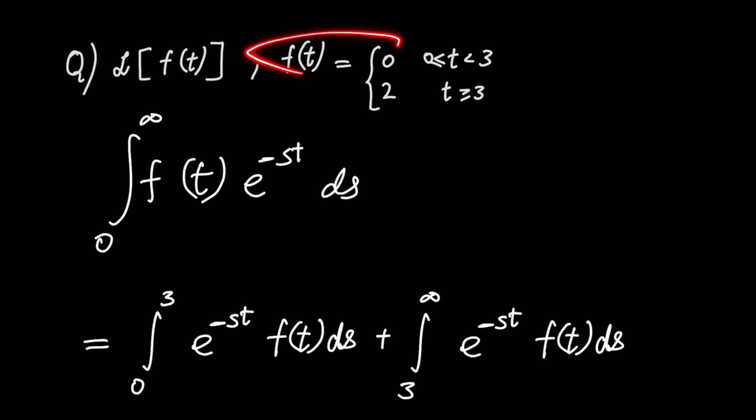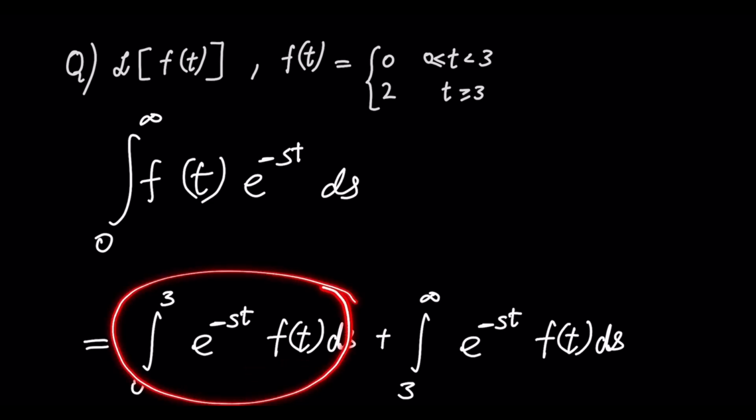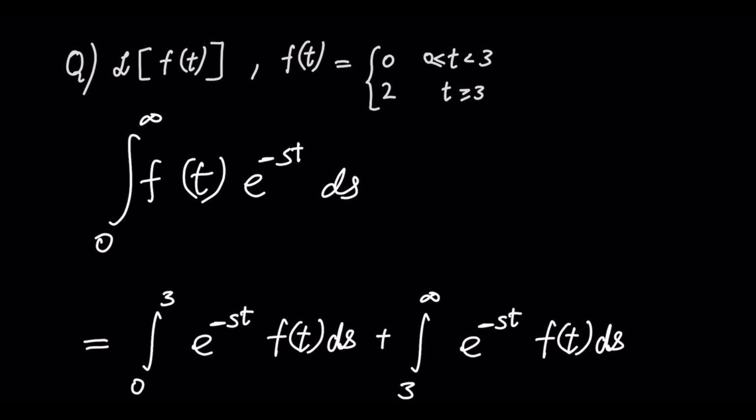Now, since f of t is 0 for the value of t between 0 and 3, this is going to become 0, meaning this entire integral becomes 0. And for the value from 3 to infinity, meaning the value of t greater than or equal to 3, the value of f of t is equal to 2. So we are going to be substituting 2 here. Now let's move on.